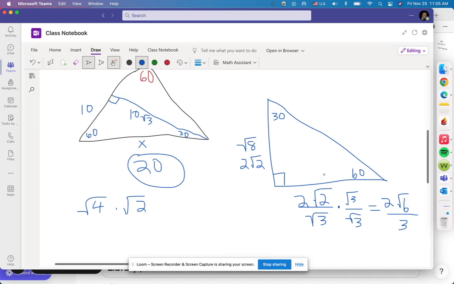Okay. Now I have the one opposite 30. To go from opposite 30 to the hypotenuse, just double it. So I need to multiply this by 2. I just multiply the numerator. So that's going to be 4 radical 6 over 3. And again, that's probably one of the harder ones, but there are the examples. I hope that helps. See y'all.